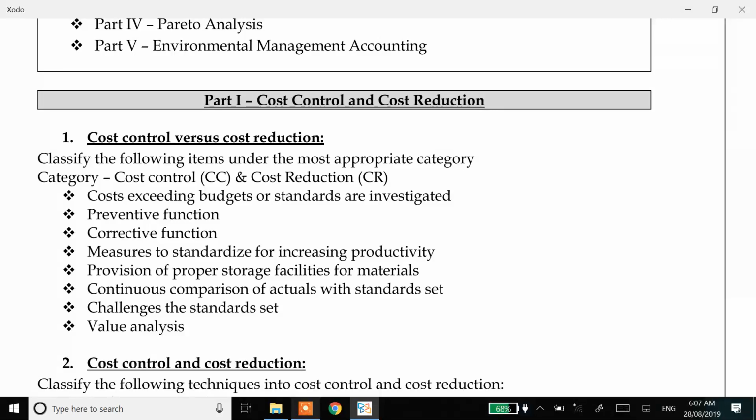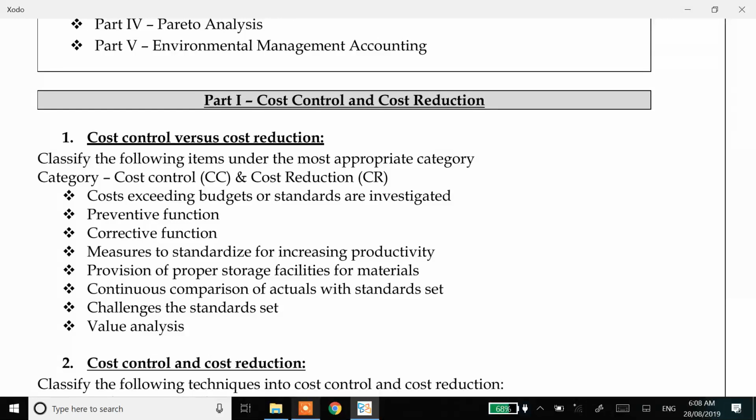Measures to standardize for increasing productivity. If I am improving productivity, it's a cost reduction, because this is going to be a real and permanent reduction in cost. Earlier you were doing audit through method A, now I have suggested method B, because of which your ability to conclude audit quicker has gone up. Audit may not be a very good example because there is a lot of non-standardization, but in a manufacturing setup, if I am introducing some measures and productivity can improve, that's more of a cost reduction.